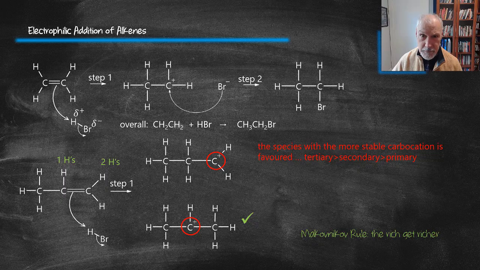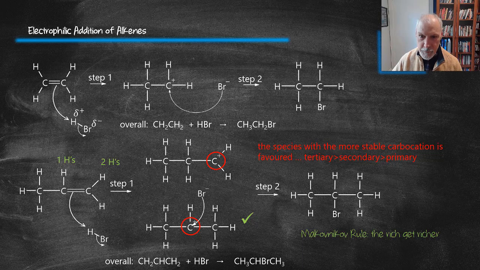Now, the Markovnikov rule is a tool to help with drawing these. It's not a reason. What I've shown in red is the reason. A secondary carbocation is more stable than a primary carbocation. So now we can bring in our bromide, which will attach to the carbon in the middle, and we finish up, in this case, with 2-bromopropane. And here, the overall reaction.